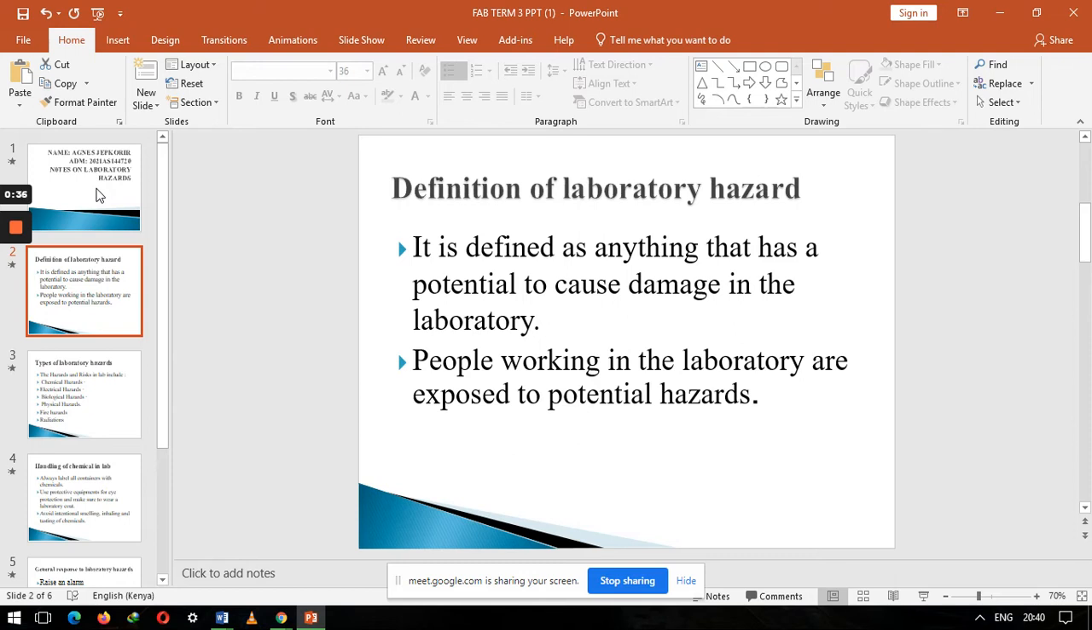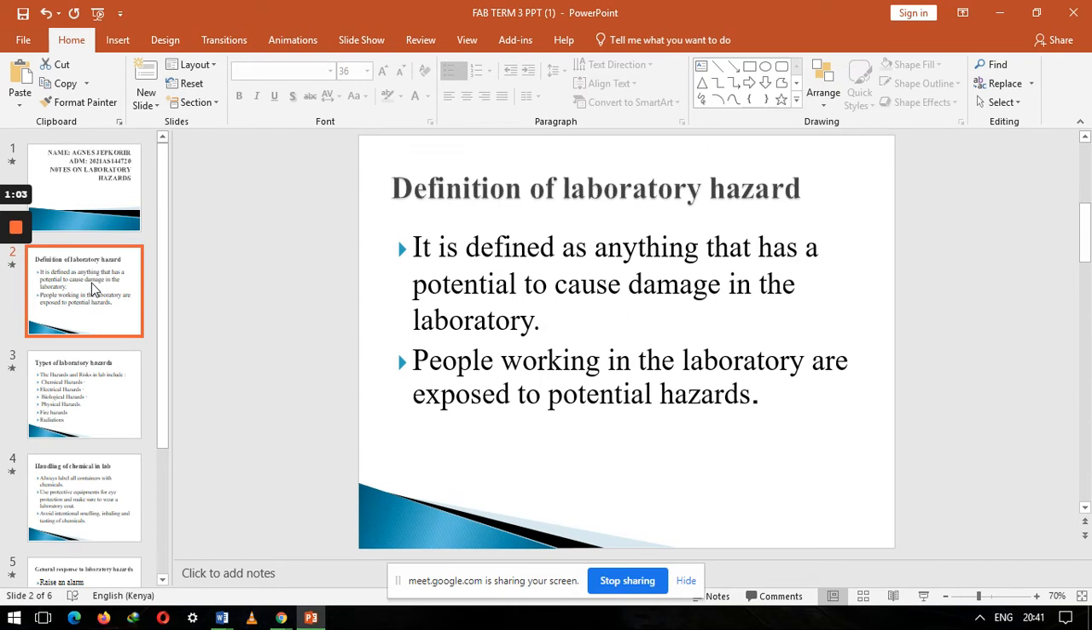By the end of this lesson, you should be able to define laboratory hazard. You should be able to state the types of laboratory hazards, and you should be able to describe handling of chemicals in the laboratory. And lastly, you should be able to discuss the general response to these laboratory hazards.